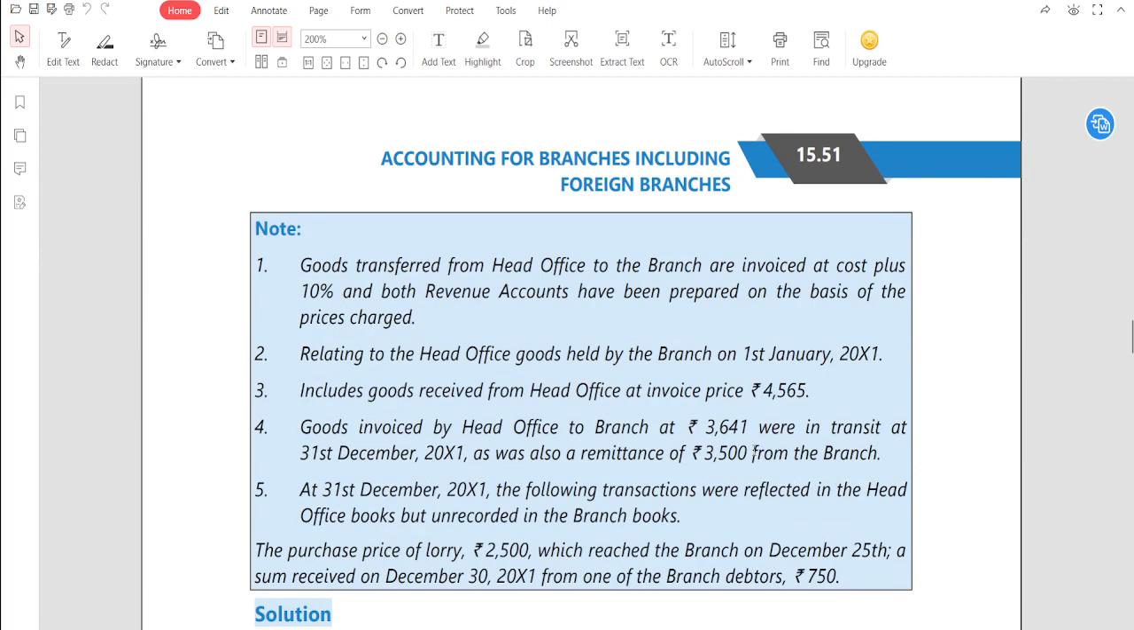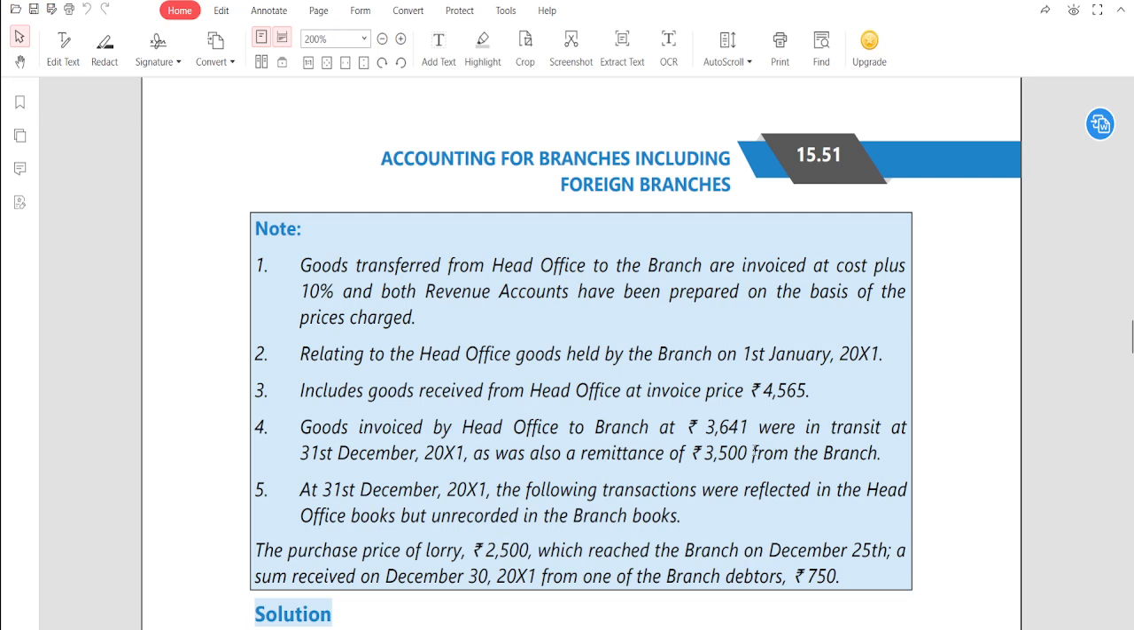Goods transferred from HO to the branch are invoiced at cost plus 10%, and both revenue accounts have been prepared on the basis of the price charged. So goods are transferred from HO to branch at 110% of the cost. Perfect. 110% of the cost. So it means the invoice price is 110% of the cost. Remember this, okay?